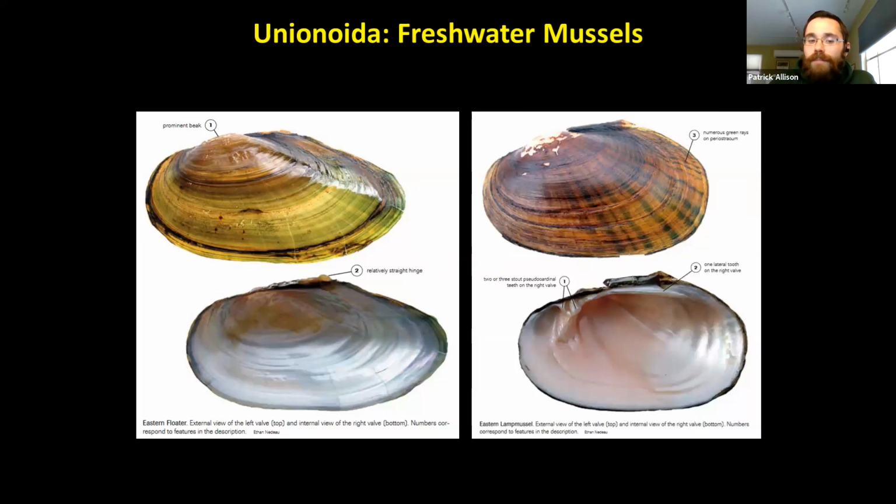Then we have the eastern lamp mussel right here. This is going to be a bit of a bulkier mussel. It's got a harder shell. And you can see down here that the lateral teeth and the pseudocardinal teeth are both present and very prominent in appearance, especially in comparison to what's going on over here on this eastern floater. So eastern lamp mussel is going to be found in areas where the water current is going to be faster and the rocks are going to be present in the stream and could potentially smack against the shell of the mussel. So just an example of how species of mussels are shaped and why.